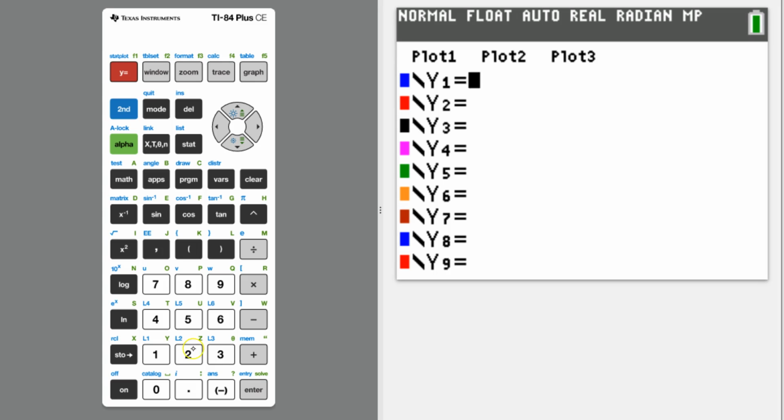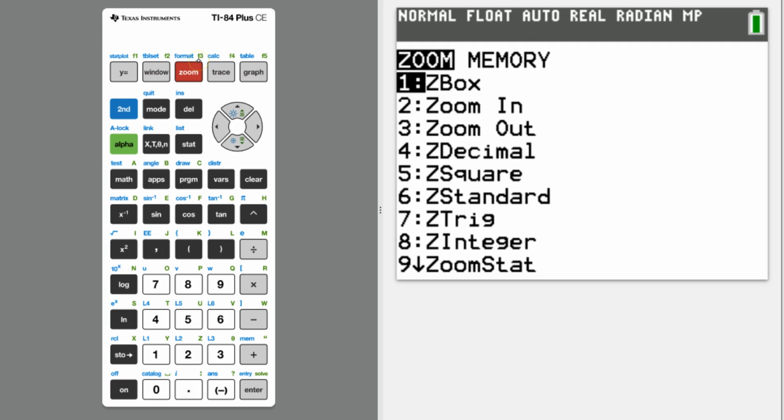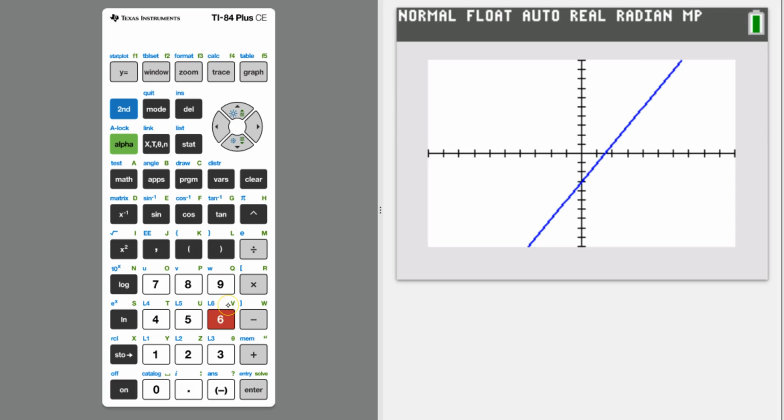So f of x equals 2x minus 3. We just type in 2x. You see the x button up here next to the alpha button. Minus 3. And then you have to set a good window. So your calculator has some built-in windows. If you go to zoom and you try zoom standard number 6, it will show you from negative 10 to 10 on both axes. And that's a pretty good window for this particular graph.